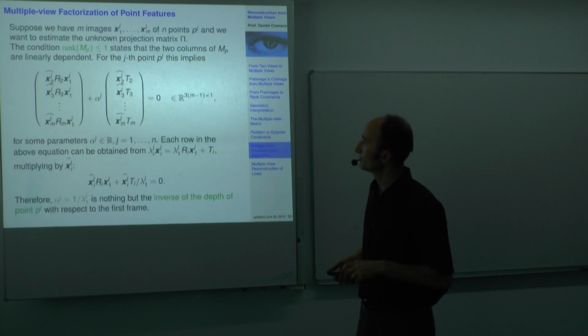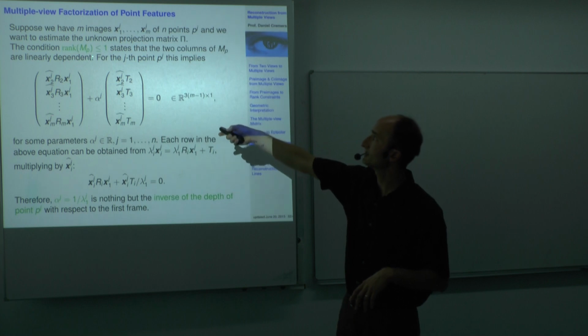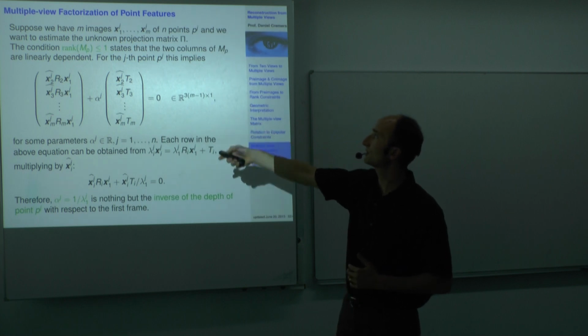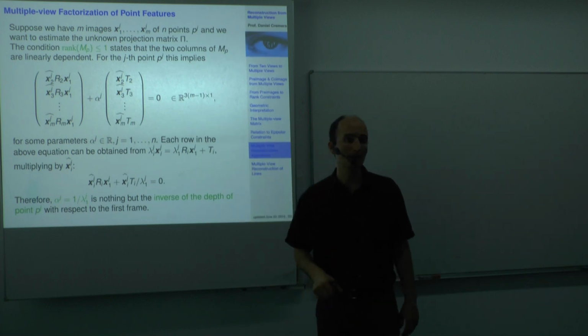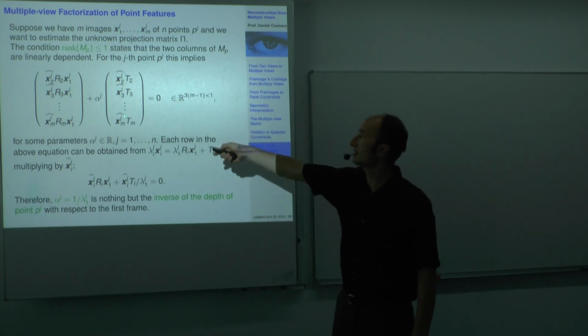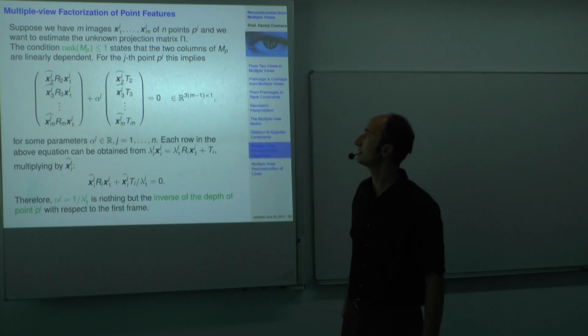So this is what we pursue. Here is again the multi-view rank constraints. The rank being less or equal to 1 basically says that one column must be a multiple of the other column, i.e. there is some linear combination with some factor that I call alpha j, such that this is 0.